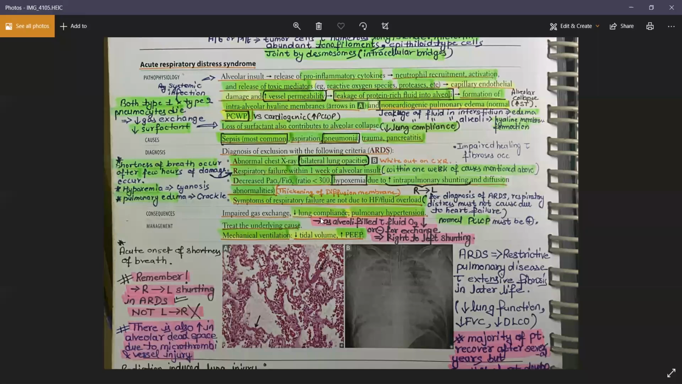Okay. So compliance of the lungs will be gone. Air exchange will be gone. Patient can develop the pulmonary hypertension because of that. Okay. So management, again, you have to treat the underlying cause. You have to treat the sepsis, pancreatitis, or maybe the trauma in the patient. Mechanical ventilation should be given, and because the airway is now collapsed, you have to give the patient PEEP therapy, right?